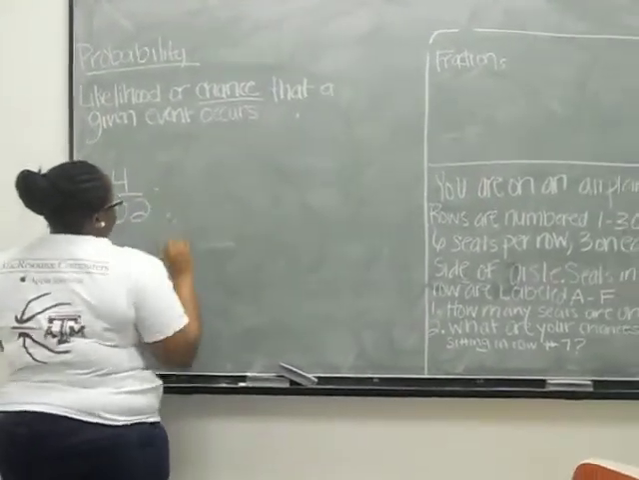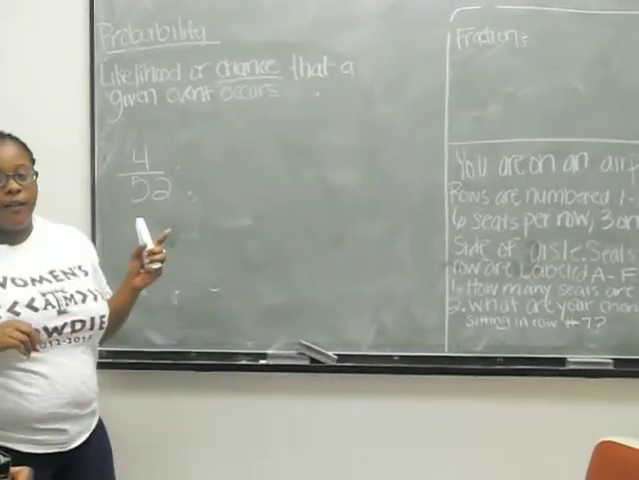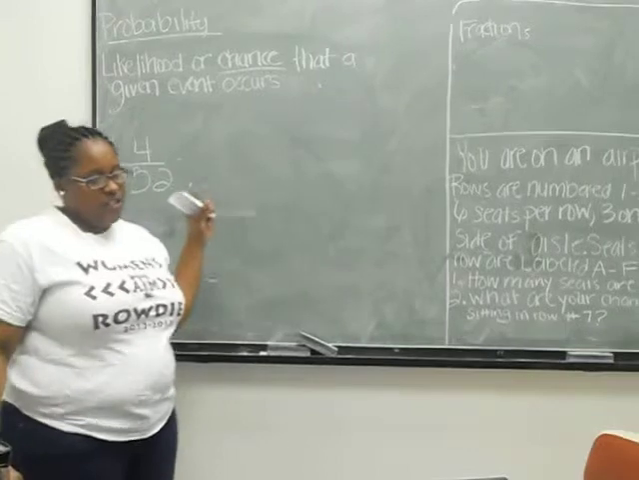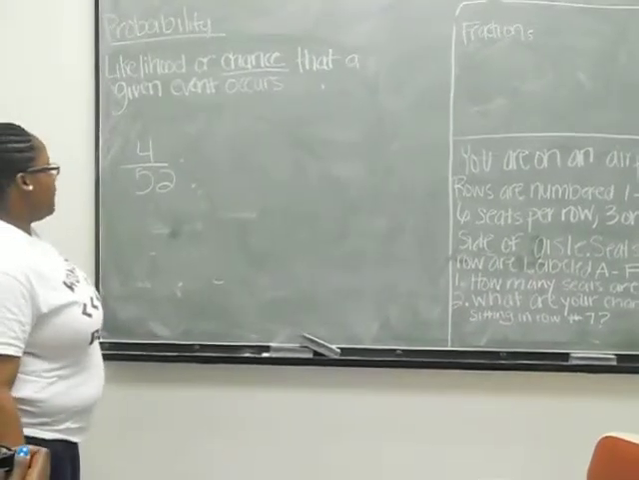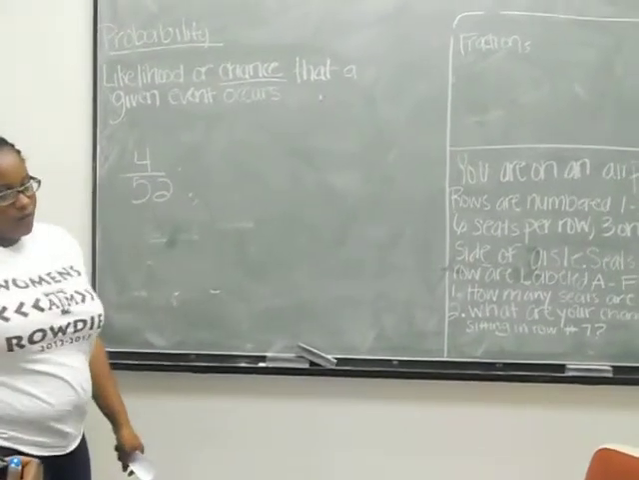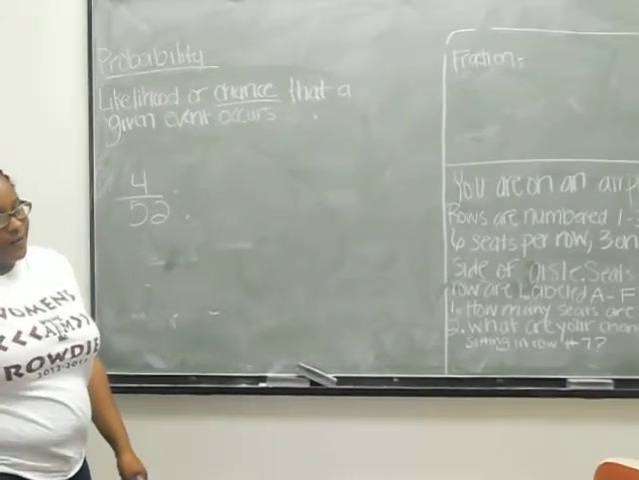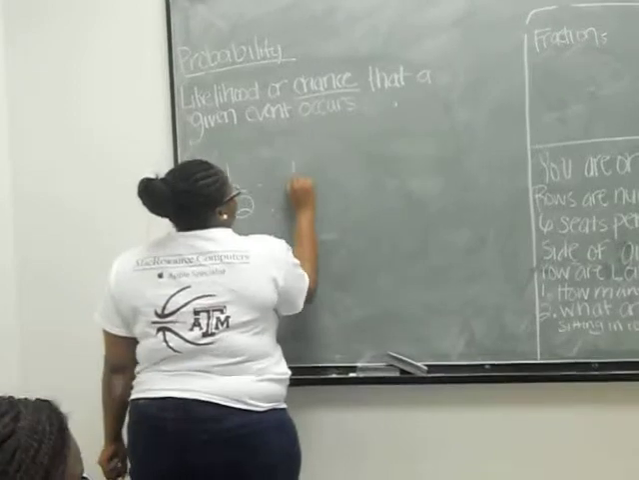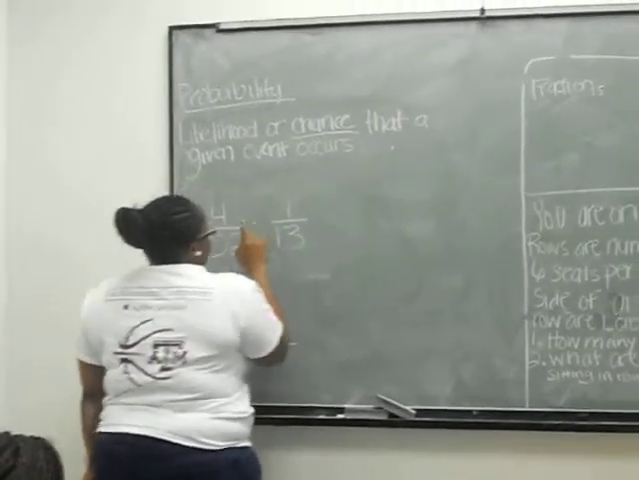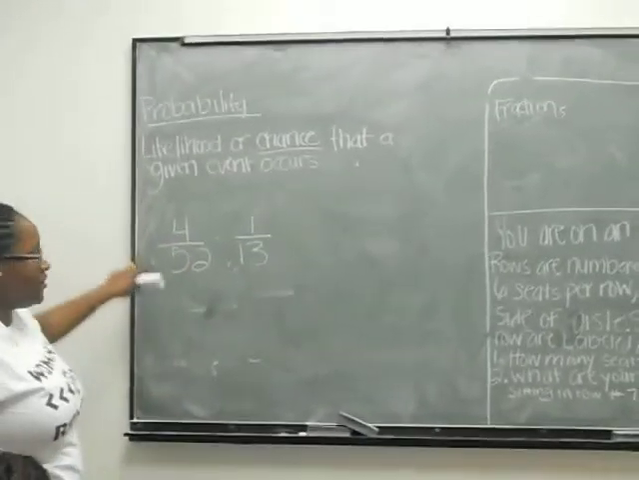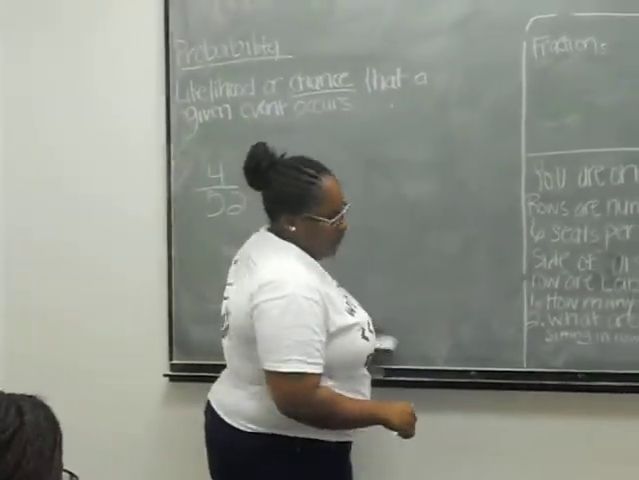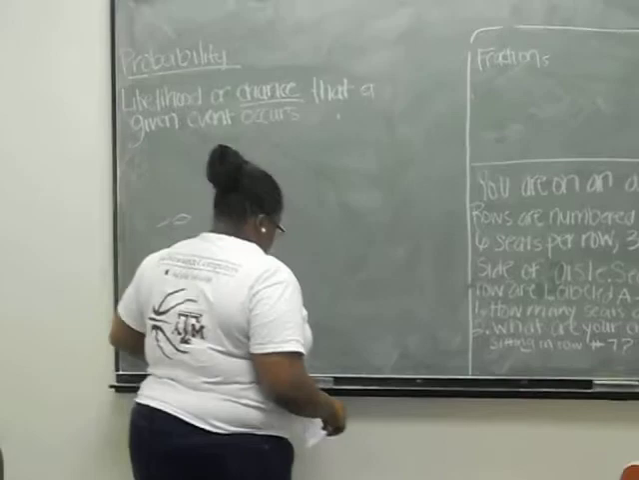And is this in its lowest form? No. What could we reduce this down to? 1 out of 13. Good job, Jasmine. How did you reduce that? What was the greatest common factor of these two? 4. Great job. Okay, let's go back.